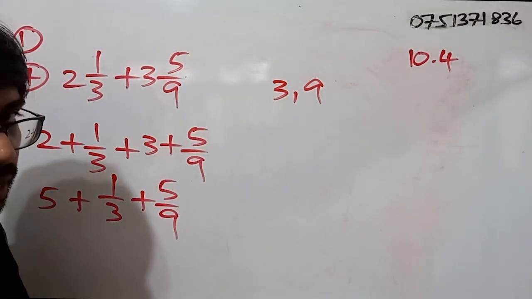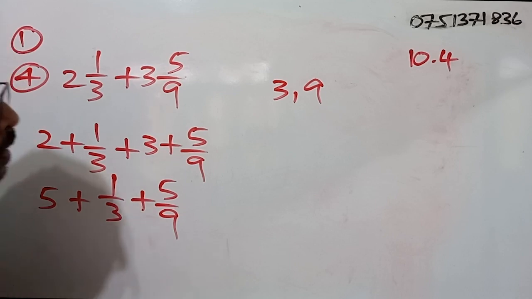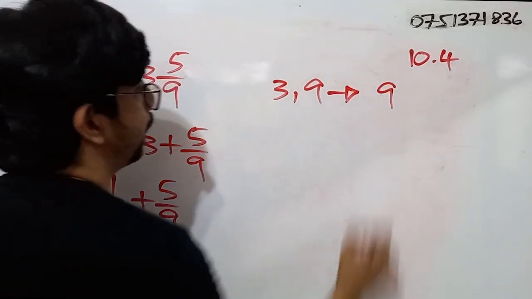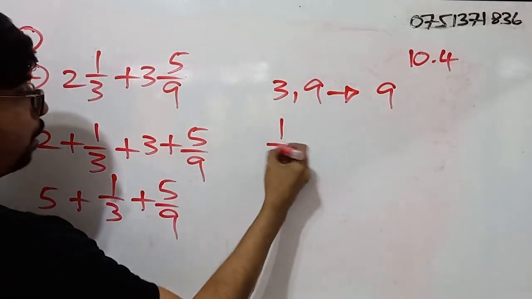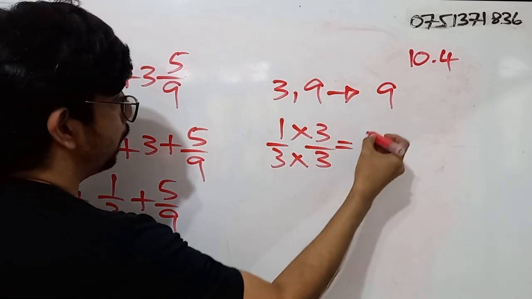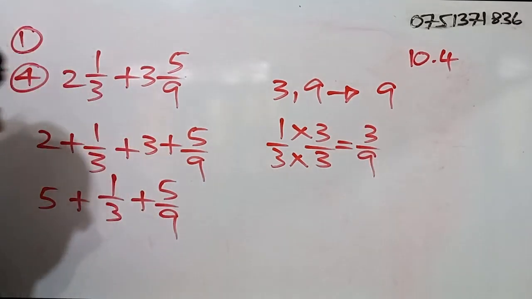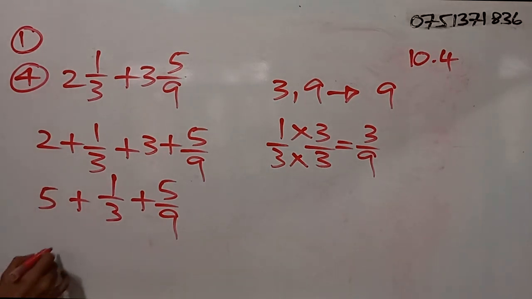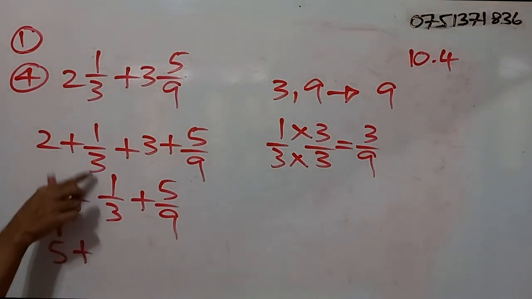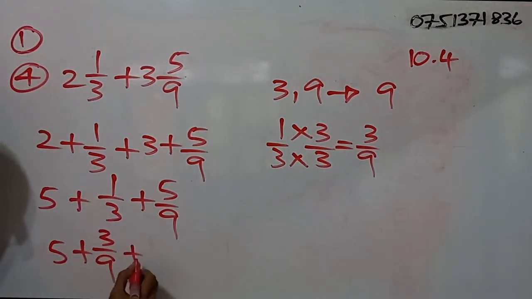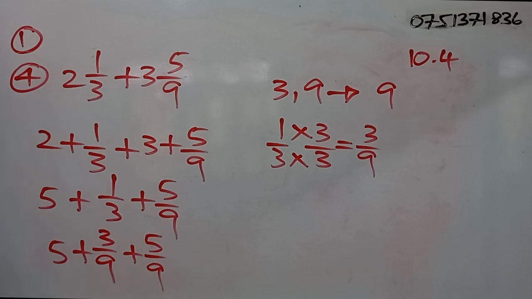So the easiest way is what? Consider the LCM. So of these two numbers, the LCM is what? 9. So 1 by 3, I'll have to multiply both denominator and numerator by 3. So this becomes 3 by 9. 5 by 9, we don't have to do any conversions, right? So 5 plus, instead of 1 by 3, I can write 3 by 9. To that, I'll have to add 5 by 9, right?